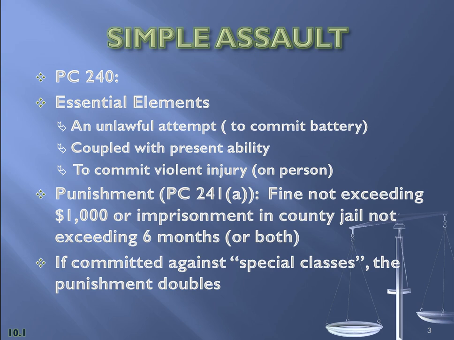Simple assault is defined as an unlawful attempt to commit battery coupled with present ability to commit violent injury on a person. Again, the three elements necessary here for assault are the unlawful attempt to commit the battery, the present ability, and also to commit violent injury on a person. Now, Penal Code 241(a) shows us the punishment: fine not exceeding $1,000 or imprisonment in the county jail not exceeding 6 months, or both.